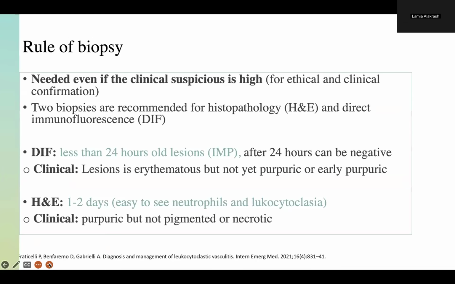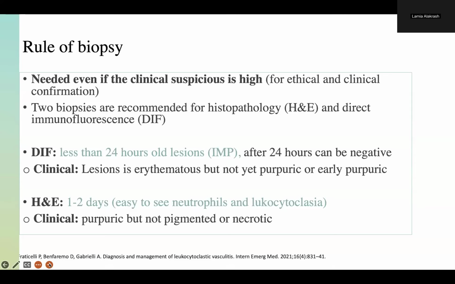So we'll talk more about the role of biopsy. We frequently encounter in dermatology referrals for a patient with suspected vasculitis, lesions that have been there for a week or so, and they want you to take a biopsy. We should all agree that biopsy is mandatory in patients with vasculitis. It's needed, even if the clinical suspicion is high. It's for ethical and clinical confirmation.